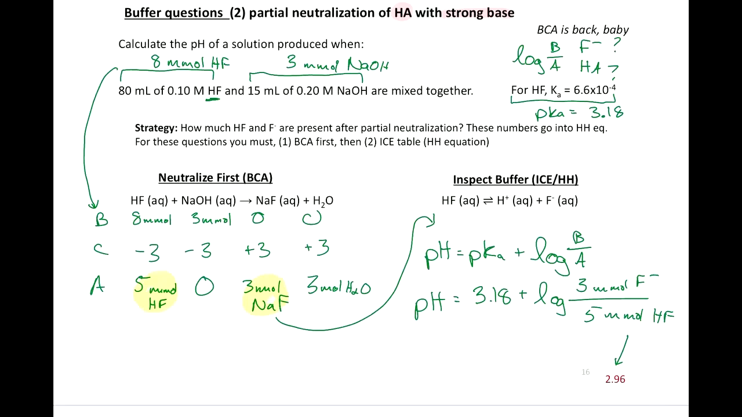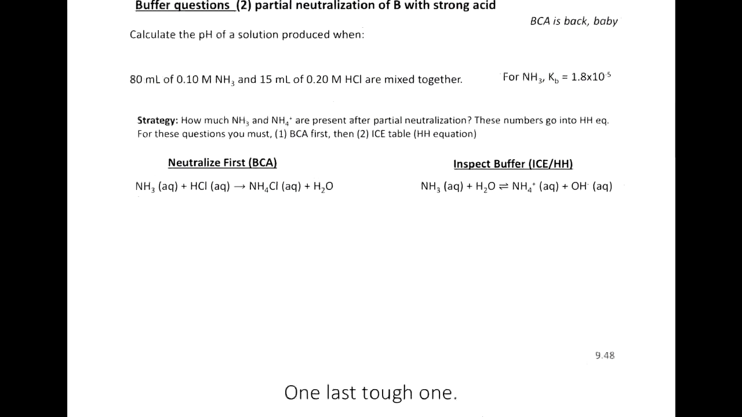But I'll point out, once you do a lot of these, you'll see that there's a pattern, and you don't actually really need to do a BCA table as long as you really understand what reaction is happening. Because in this neutralization reaction, everything's a 1-to-1 ratio. And so it's very predictable once you do a lot of them. All right, let's do another one.